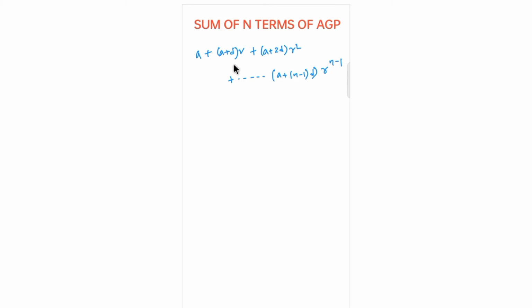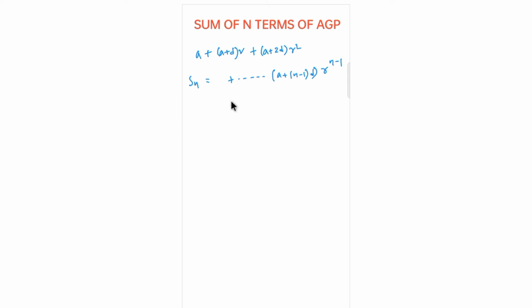This is the Tn. A plus d, a plus 2d, plus so on, a plus (n minus 1) into d. So this is the AP, and the GP starts from here: r square, so on, r power n minus 1. So this is Sn, because the sum of n terms is what your Sn is.